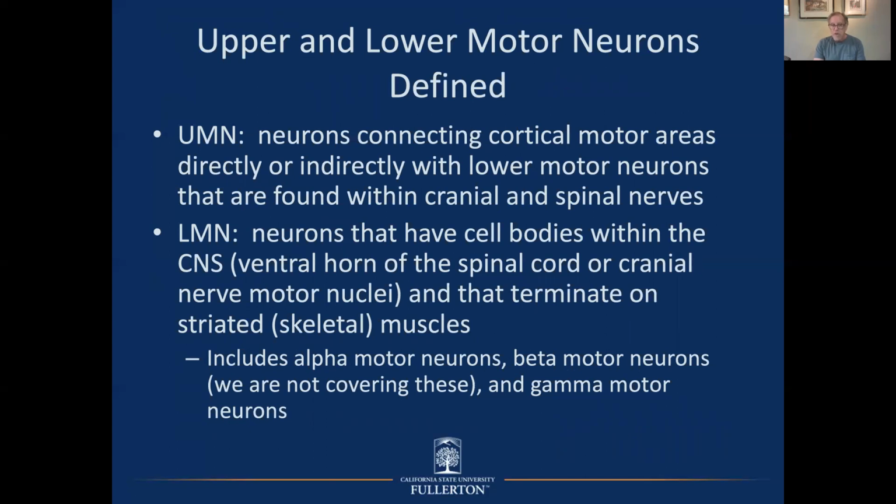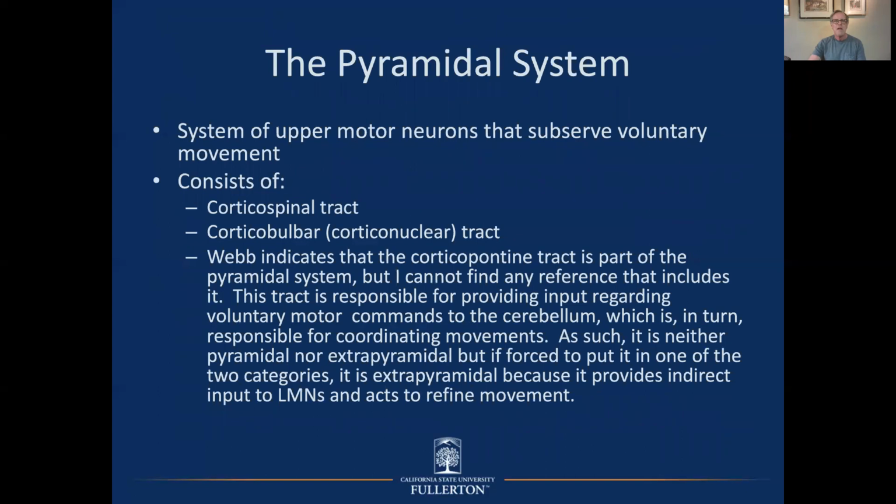Lower motor neurons include alpha motor neurons, beta motor neurons, which we're not going to go into, and gamma motor neurons. We'll have a complete understanding of the pattern of deficits and impairments that our patients have if we only deal with the alpha motor neurons and gamma motor neurons. So that's all we're going to do. And that'll be enough, I'm sure. All right.